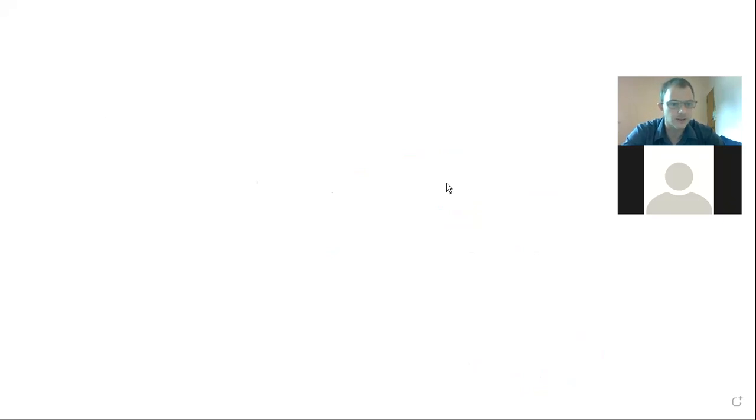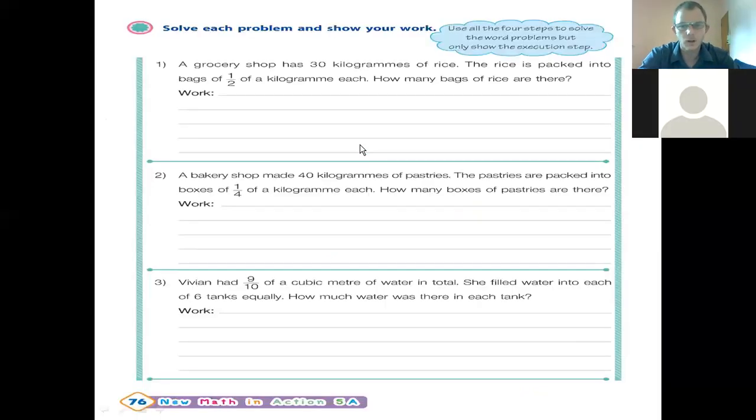Moving on to our last slide. Some last 3 word problems. Let's see if anyone has gained the courage to try and help or to try and assist. Use all the 4 steps to solve the word problems, but only show the execution step. We're doing the whole problem as we are taught to do it. So let's read. A grocery shop has 30 kilograms of rice. The rice is packed into bags of 1/2 kilogram each. How many bags of rice are there?